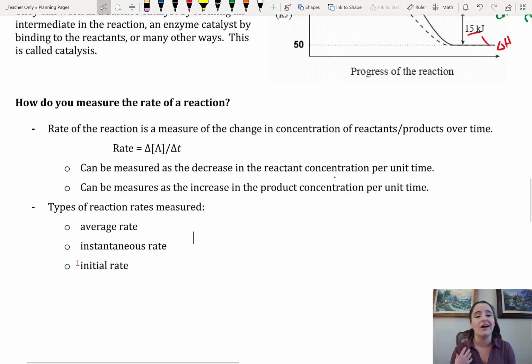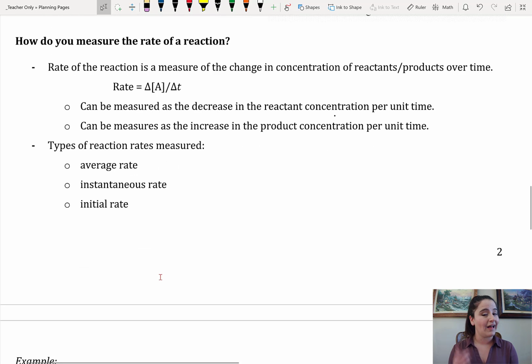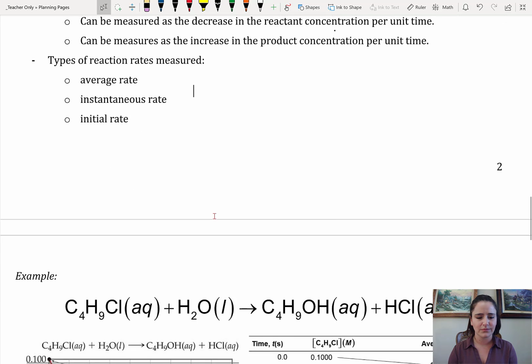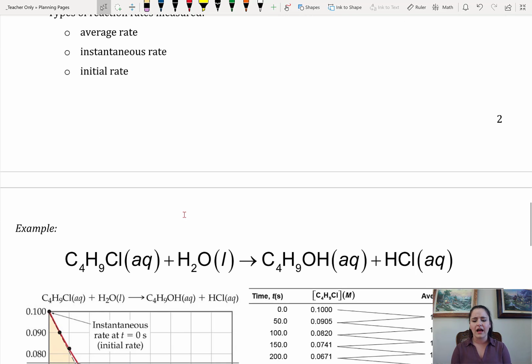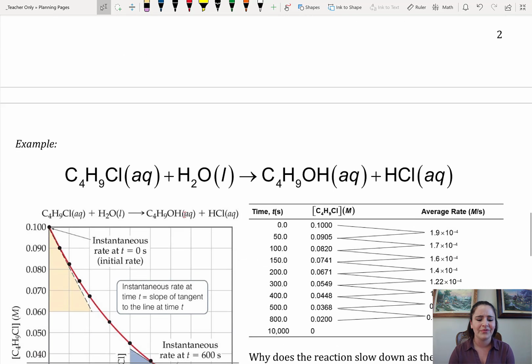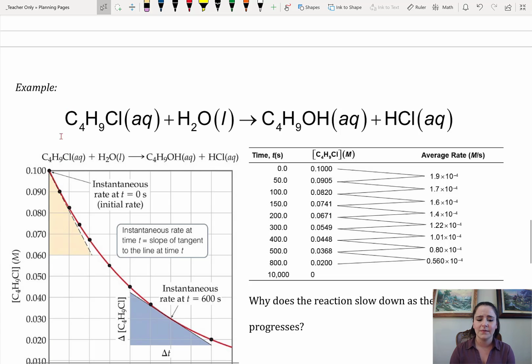And this is used a lot in our kinetics experiments. We'll actually be doing a lab looking at those initial rates of reaction or instantaneous rates. We'll probably do both. Let's look at an example though. Okay, so here we have the reaction between C4H9Cl reacting with water to produce C4H9OH and hydrochloric acid, HCl.